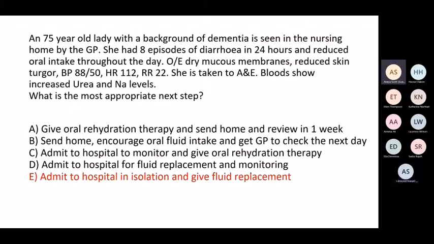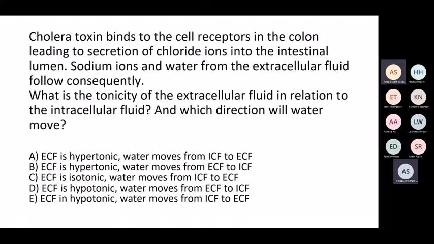Nope. I think we've only got 3 more SBAs left. So this one is, I think, the last one from me. Chlorotoxin binds to the cell receptors in the colon, leading to secretion of chloride ions into the intestinal lumen. Sodium ions and water from the extracellular fluid follow consequently. What is the tonicity of the extracellular fluid in relation to the intracellular fluid, and which direction will the water move? So this is a lot of thinking here.